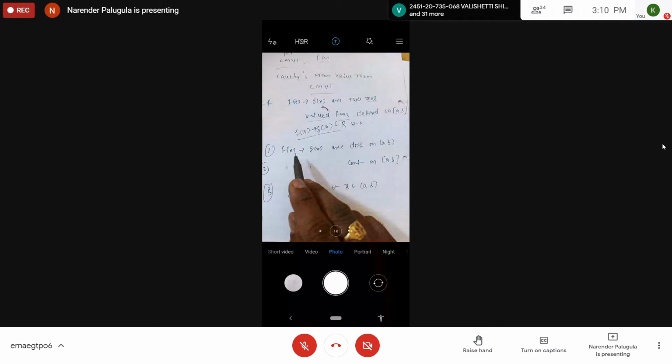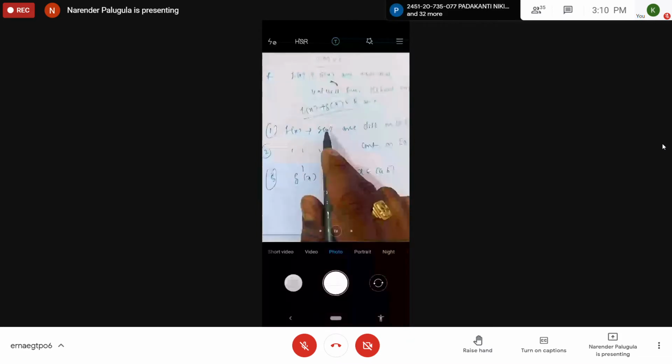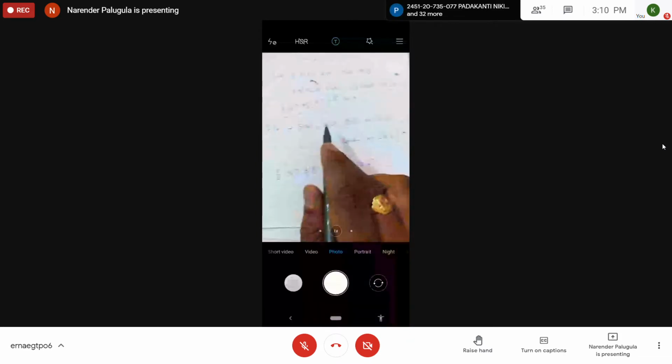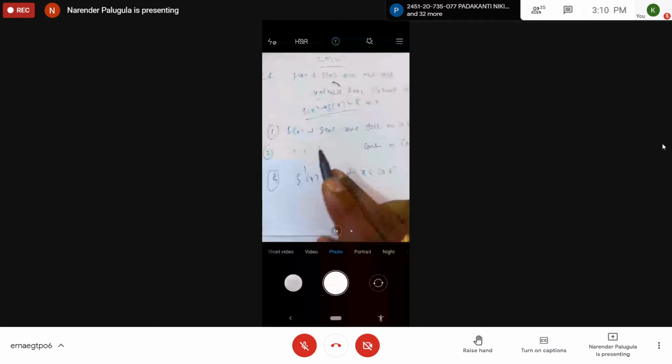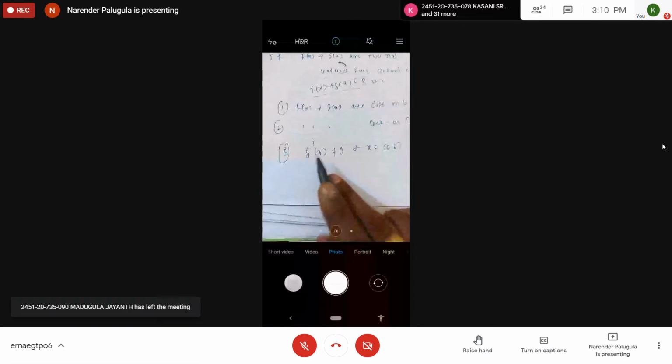In Rolle's theorem we have only one function f. The theorem of Cauchy is the mean value theorem, with one more function added, g of x. F of x and g of x are both differentiable, f of x and g of x are both continuous, and the second function g of x, its derivative is not equal to 0.